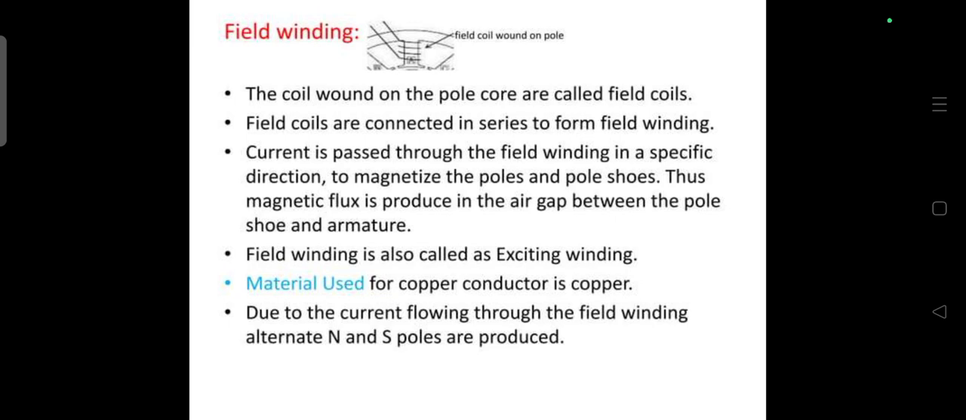The material used for making the field coil is copper. Due to the current flowing through the field winding, alternate north poles and south poles are produced. Normally in the field coil, north poles and south poles are alternately fixed because of the current flow.